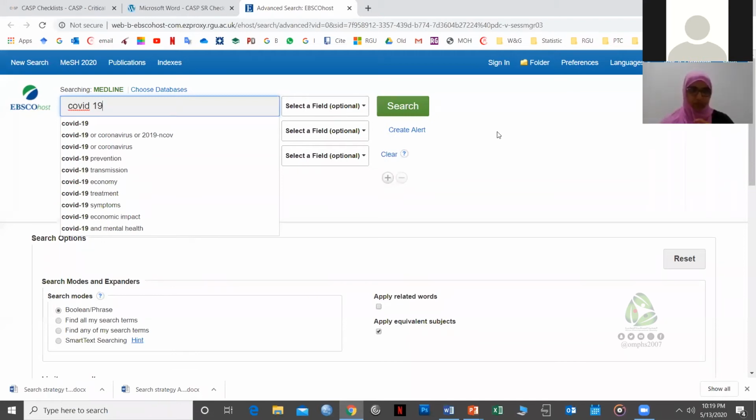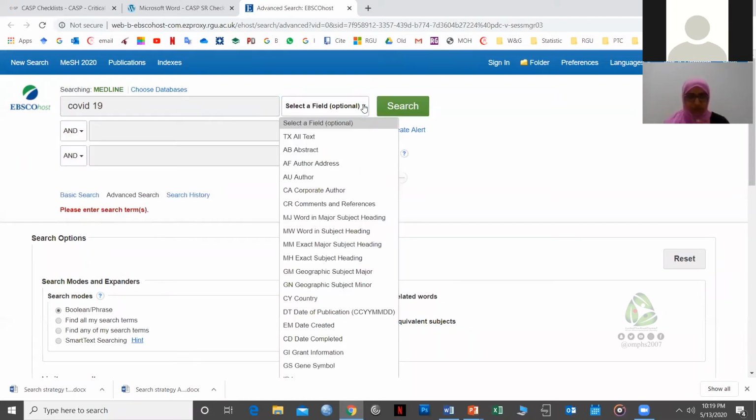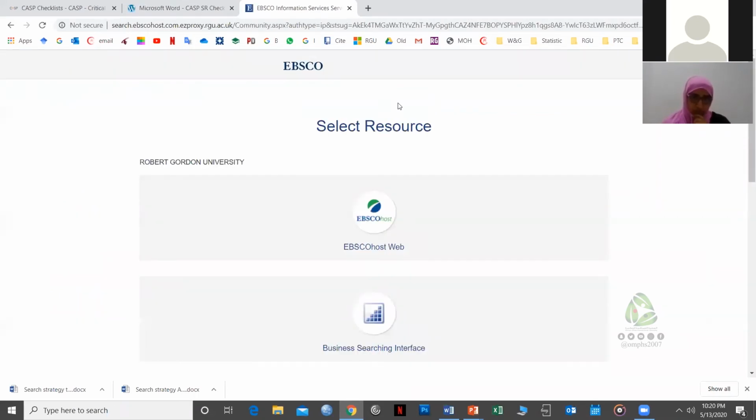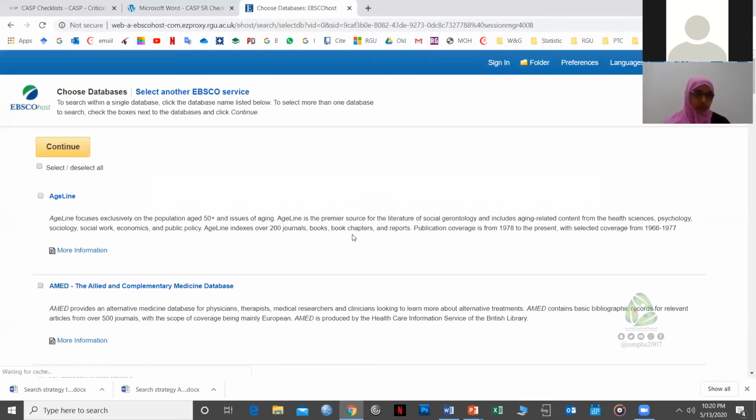COVID-19, okay? And if you go into the next bit, these are, what do you want? Do you want your COVID-19 to be in your all text, abstract, in the summary or whatever? You can select it from here, but we will leave it open and we will search. You can see now what will happen. Select the source. What happened?